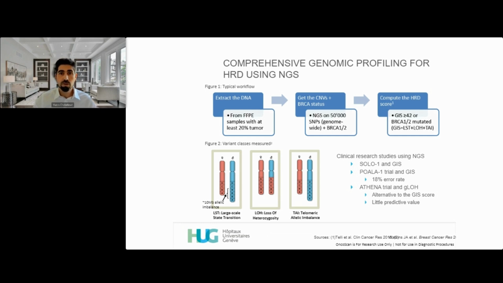And there have been numerous clinical trials using this GIS score, the SOLO1 and the PAOLA-1. The ATHENA trial used an alternative to the GIS, the GLOH score, but it turned out that this score has little predictive value.